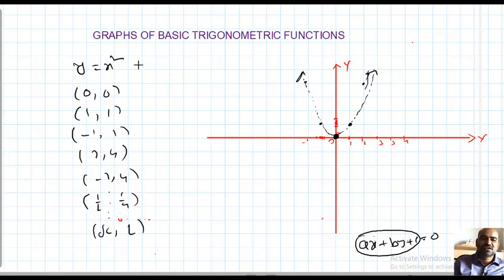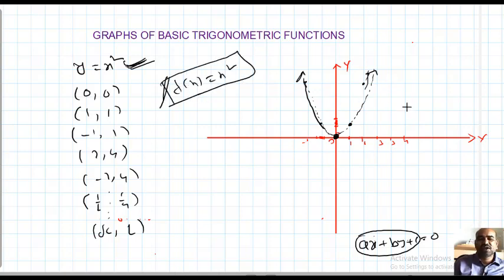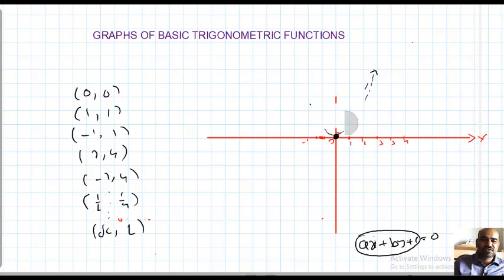In this case, the graph is not a straight line. The graph of y equal to x square gives a parabola. That means if you want to draw the graph of f of x equal to x square, you can draw it. The graph is nothing but a parabola. Like that, how to draw the graphs of trigonometrical functions.